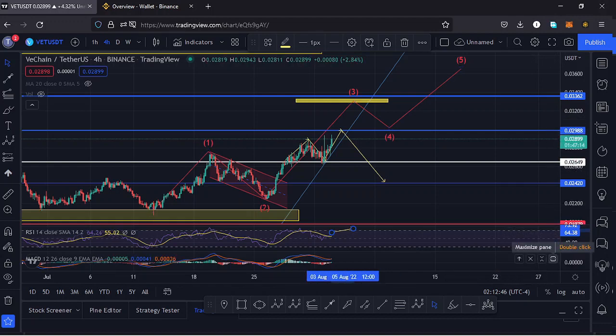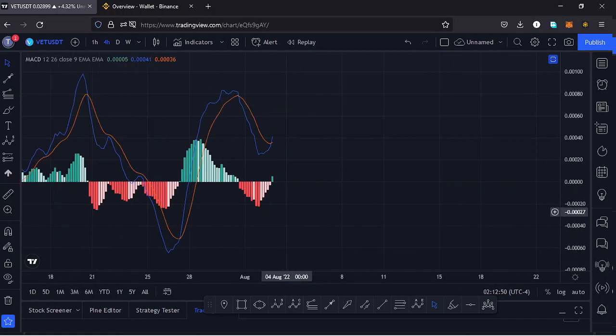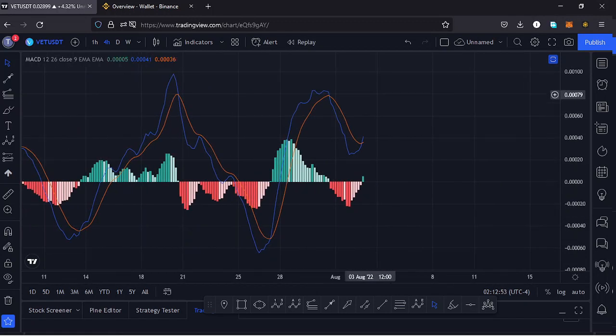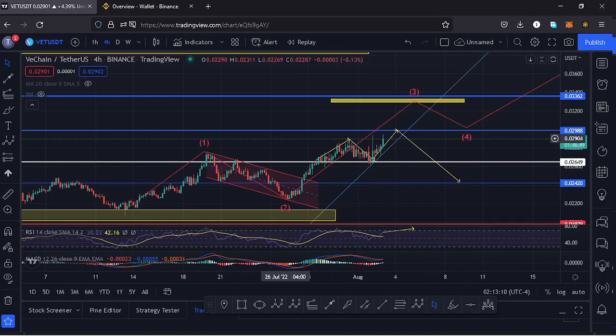And also on the MACD, we have printed a bullish cross. That is very positive for Vechain, because that would mean higher prices could be coming our way, and we might be able to break above that key area of resistance and even continue pushing higher. So let's be patient and see how that plays out, and I'll keep you updated.